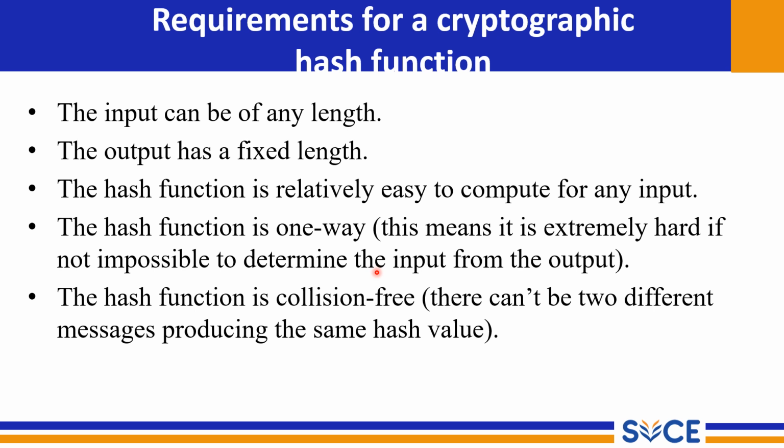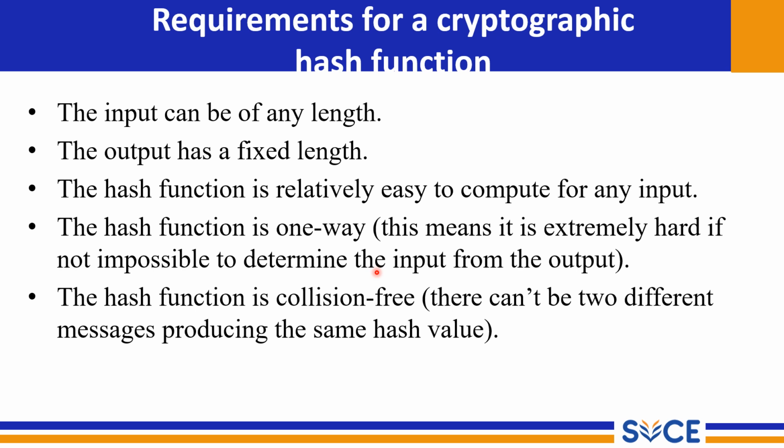Fixed output size means the output of a hash function should have a fixed size regardless of the size of the input. Efficiency means the hash function should be able to process the input quickly. And what about uniformity? The hash function should distribute the hash values uniformly across the output space to avoid clustering.